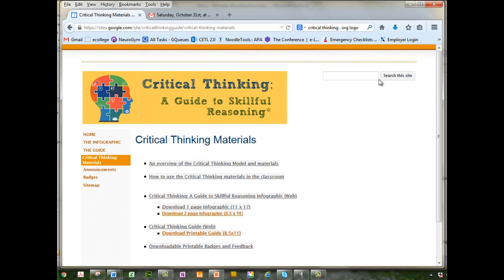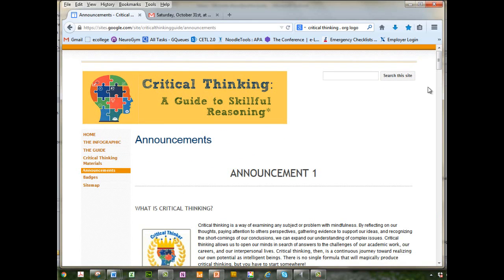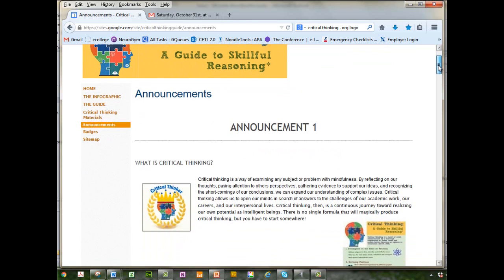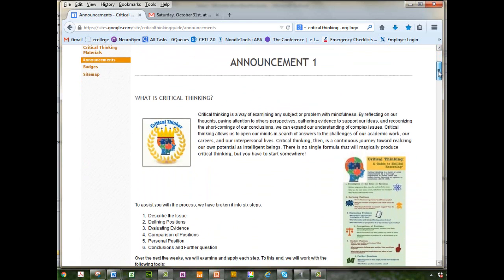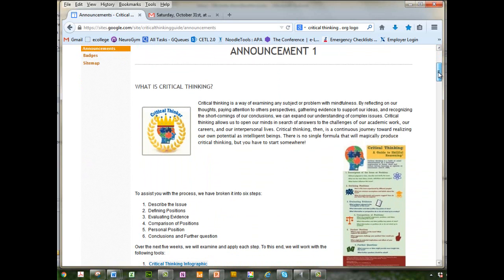Now, to support faculty in using these in the classroom, we came up with a system. And this system is what we used in our pilot study, which I will introduce in just a moment. But the system included a series of announcements, and we created one announcement for each week.